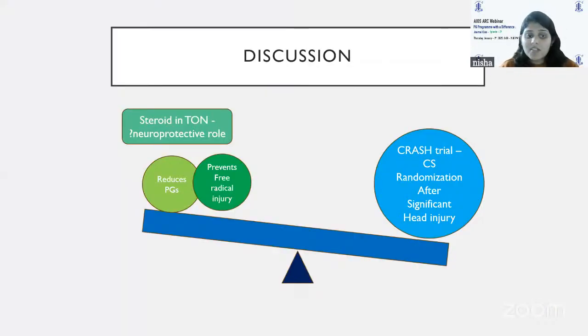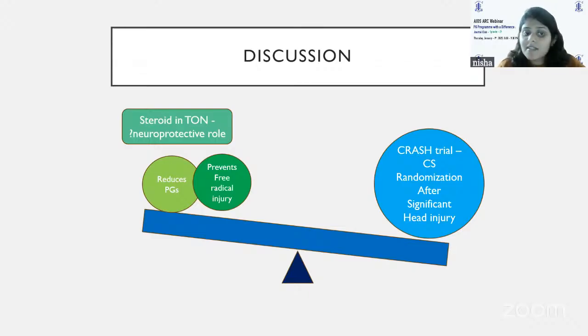So now moving to the discussion. Steroid has a neuroprotective role. It has been known conventionally. Can you please, it's almost, just finish fast. So the steroids actually reduce prostaglandins, and they also prevent free radical injury, and therefore have a neuroprotective role.